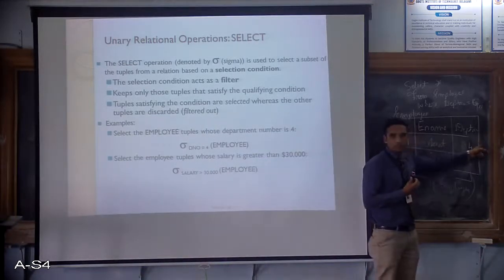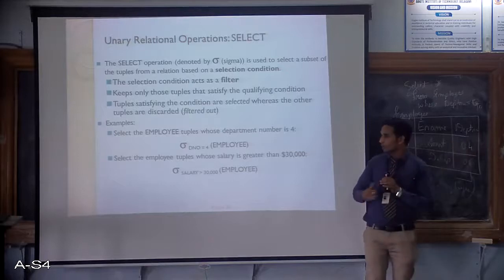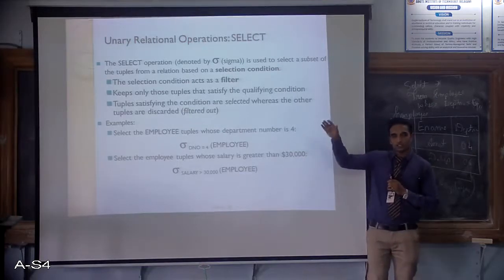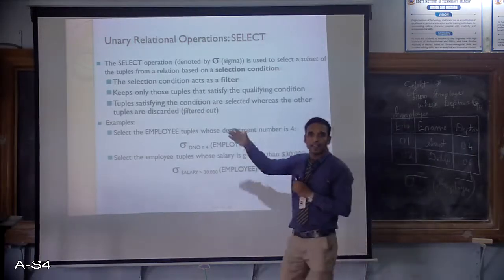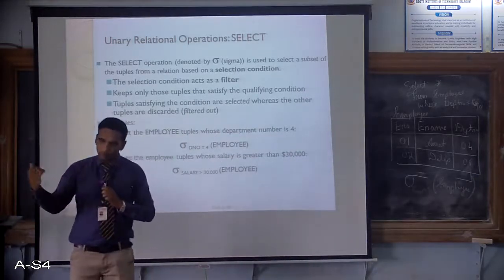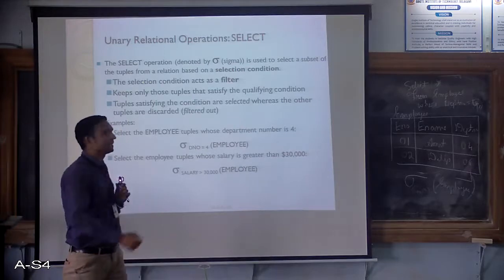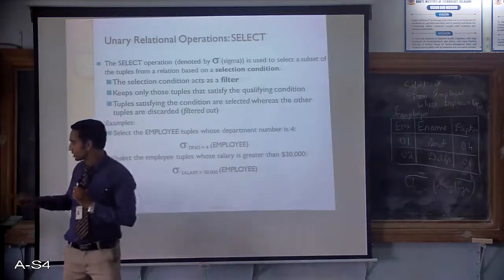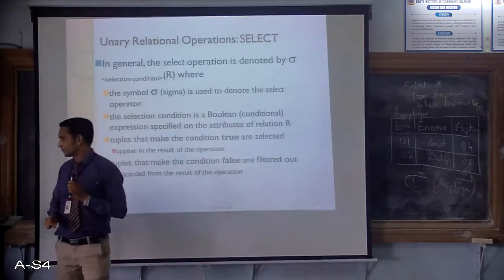Whoever's salary is more than 30,000 is fetched and displayed on the screen. So this is just similar to what we write in SQL. Is this clear? Select. Please remember only one word. Whenever you are selecting some rows, we use the keyword select. Then what is the next? Project.